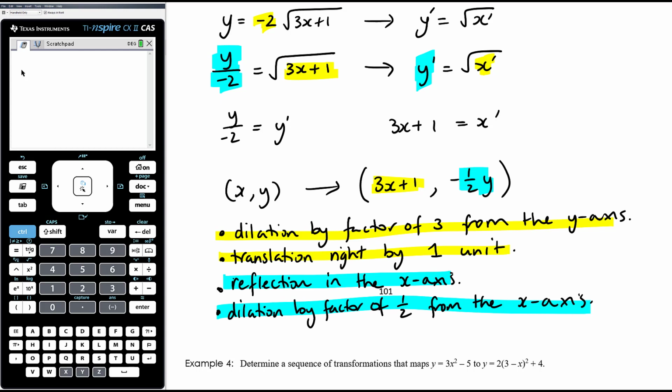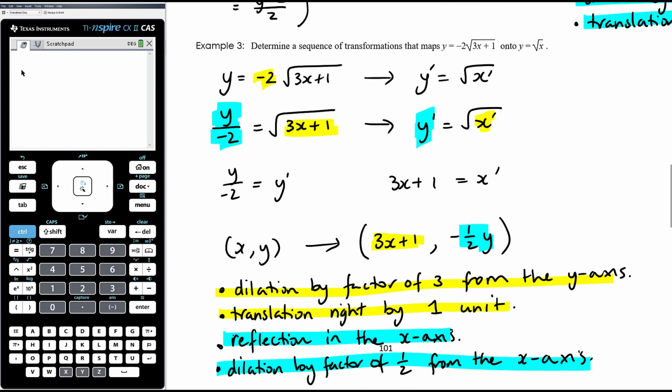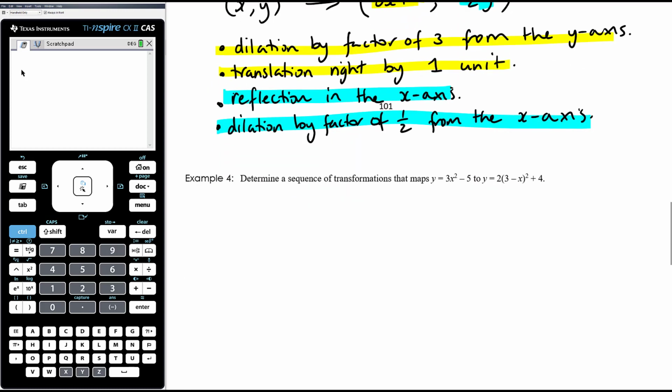Alright, so again, a number of different ways that you can describe it. Just make sure you give a correct sequence. The question will never say determine the sequence of transformations because there isn't a definitive sequence. It'll say determine a sequence of transformations.